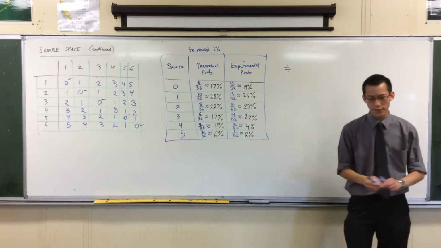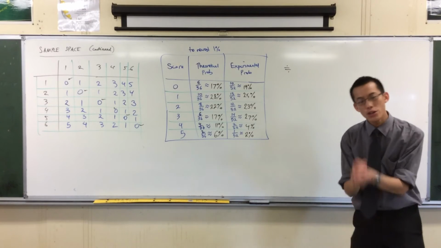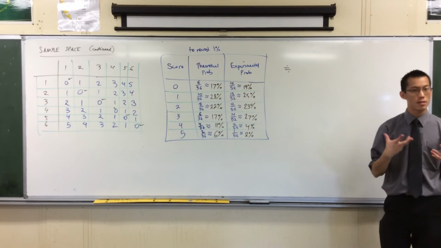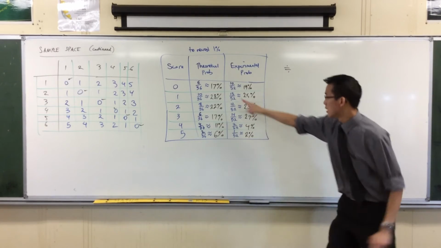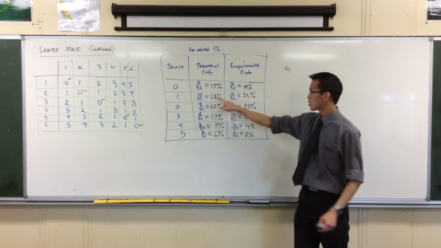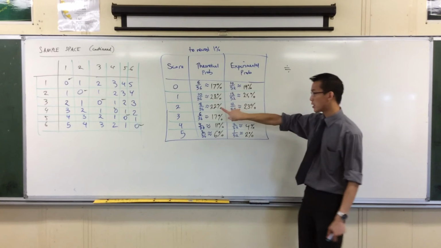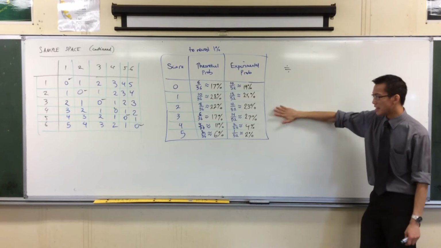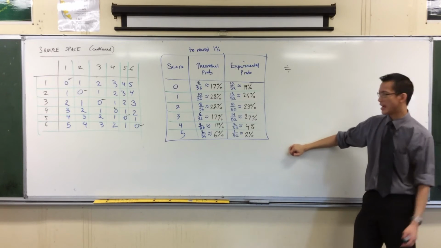Okay, now I just want you to have a look at this table now that it's complete. You can see that there are quite a few discrepancies, aren't there? Some of the numbers are very, very close. Look at this. 17 versus 19. 28 versus 25. This one is within 1%. 22 versus 23. But these other numbers are kind of thrown off, aren't they?